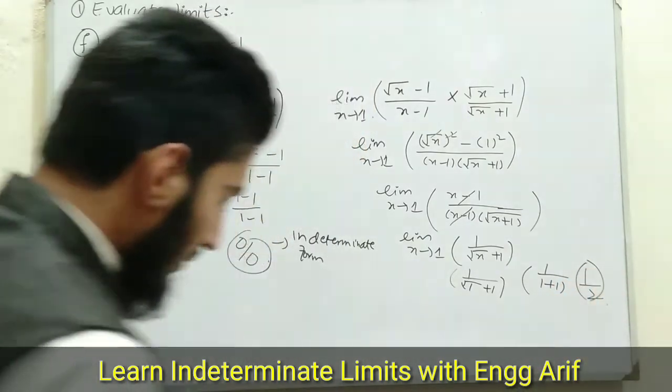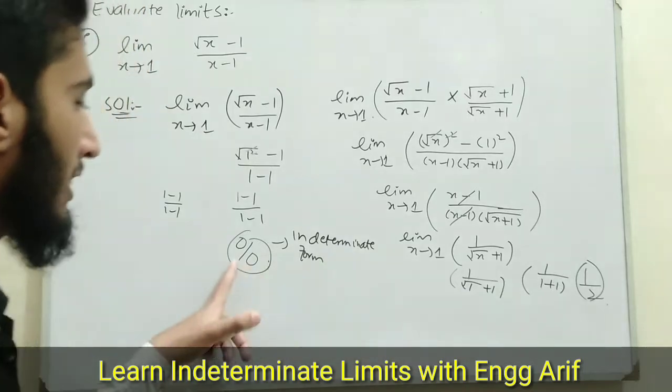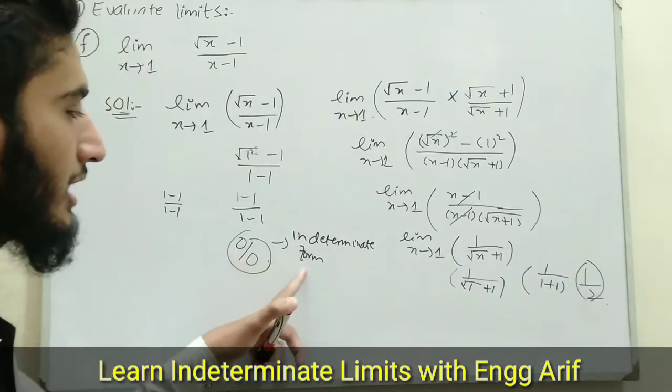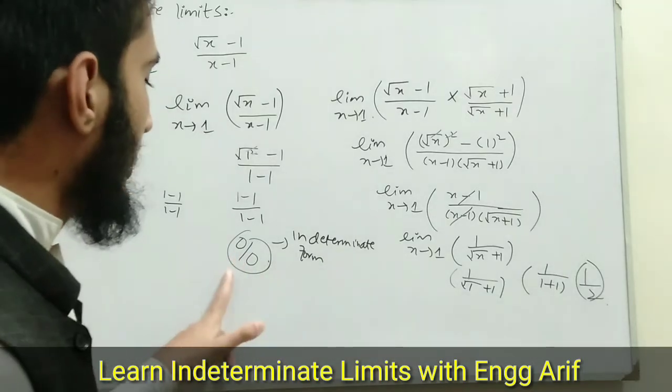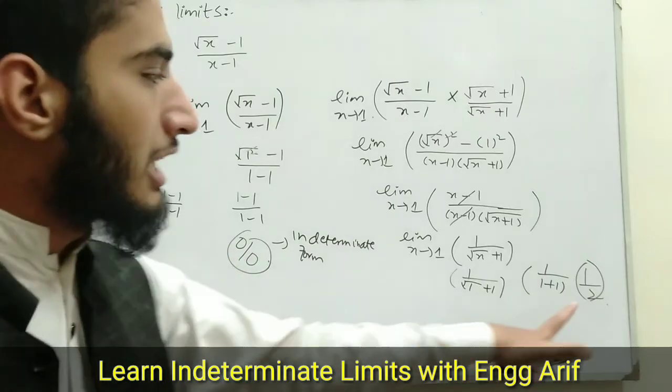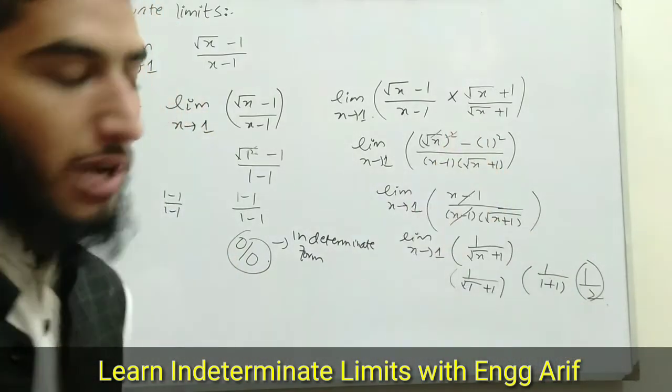So the answer to the given limit will be 1 over 2, not 0 by 0, because 0 by 0 is an indeterminate form in which there is no meaning. So that's why our result will be 1 over 2 by the rationalization process.